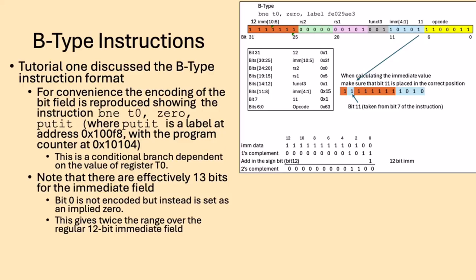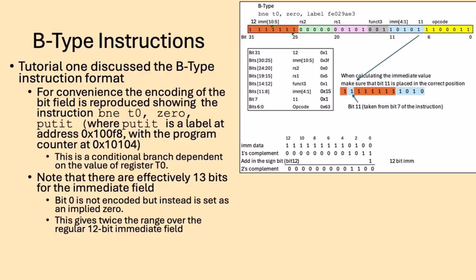Recalling the format of the B-type instruction, we can see the breakdown of the bit fields. The format here is branch on some condition which compares registers. If the condition is met, then the flow will branch to a destination specified in the immediate field.